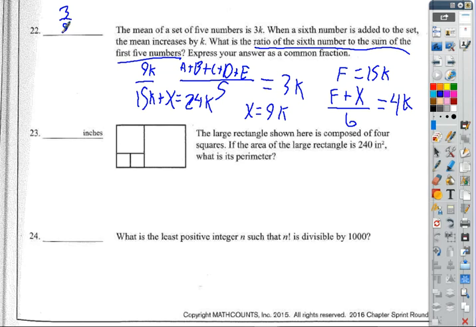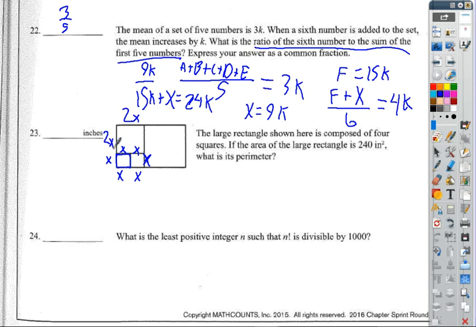Okay, next, number 23. The large rectangle shown here is composed of 4 squares. If the area of the larger rectangle is 240 inches squared, what is its perimeter? So I started by calling the side length of the smallest square x. So we know that this is also x, and then this is the same square, so you could have another x, x. And then I see that this is 2x. So this square is 2x by 2x.